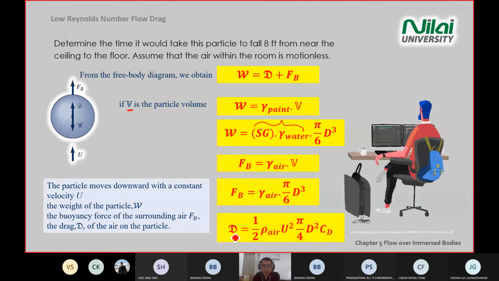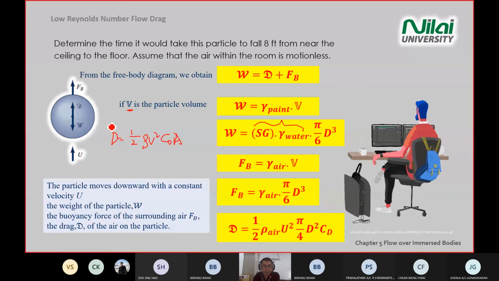Then the drag. How do you find the drag? Again, you pull out the drag equation. D equals half rho V square CD times A, or A CD, depending on how you memorize. So you just substitute. Rho in this case you use air. V in this case you substitute with U square. A in this case is pi r square.